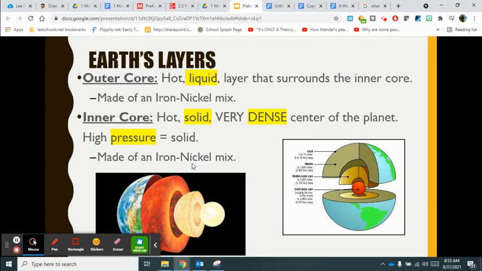Earth's layers. Outer core is the hot liquid layer that surrounds the inner core. It's made of iron and nickel. The inner core is hot, it is solid, and it's the very dense center of the planet. It has really high pressure. With the high pressure, it's causing it to be solid. It's made of iron and nickel. And we know that the Earth has a solid core because of the way that seismic waves move. When the seismic waves go through Earth, they don't go straight from one side to the other side of Earth. They actually hit off the core and go in a different direction.